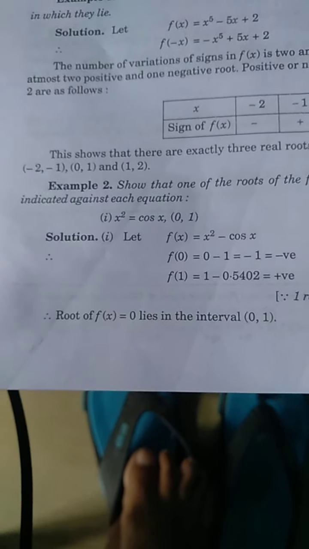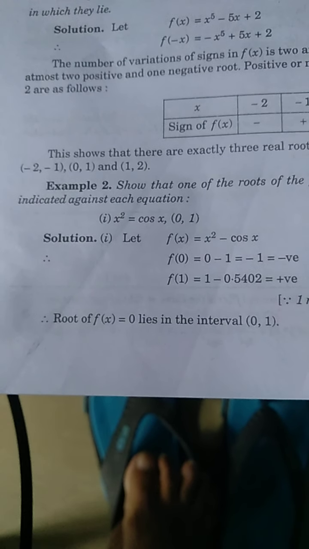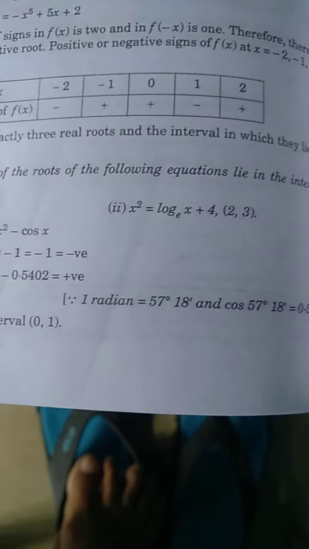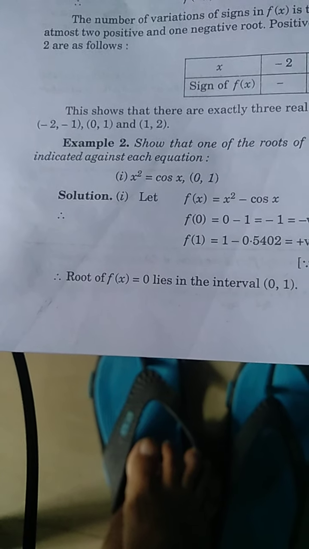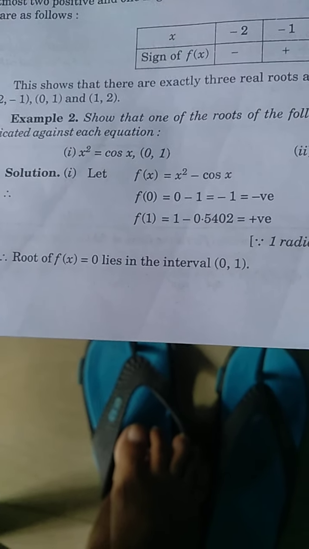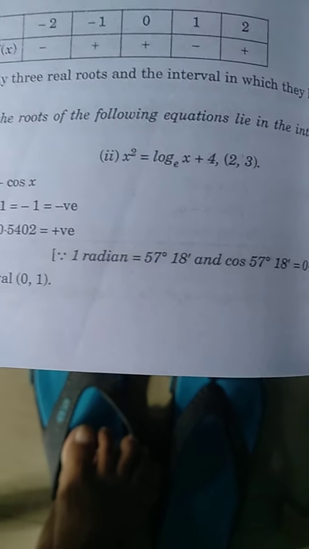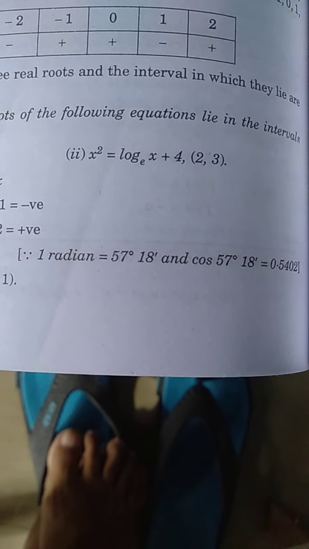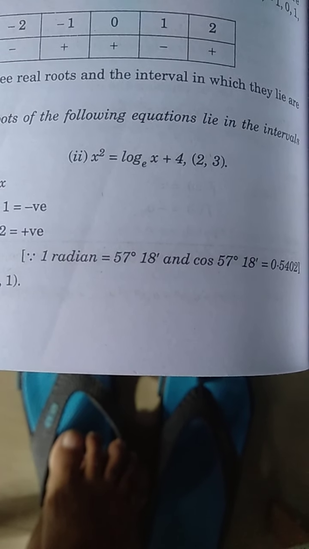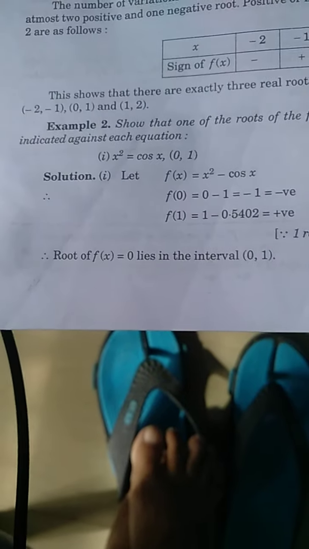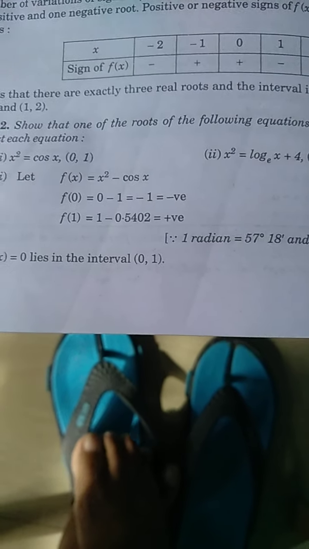When there is a change of sign, there is a root. Next, example 2: show that one of the roots of the equations lies in the interval indicated against each equation. x square equal to cos x in the interval 0 to 1, and x square equal to log of x to the base e plus 4 in the interval 2, 3. Solution: let f(x) equal to x square minus cos x.